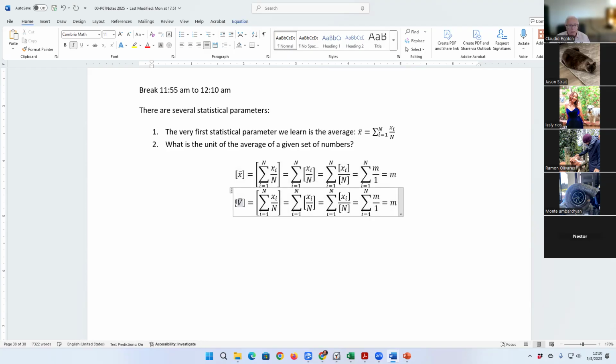Here you go. Capital V, right? We're still doing the average, right? We're not doing the standard deviation yet. The unit of capital V is going to be capital V, the volts, right? Volts.